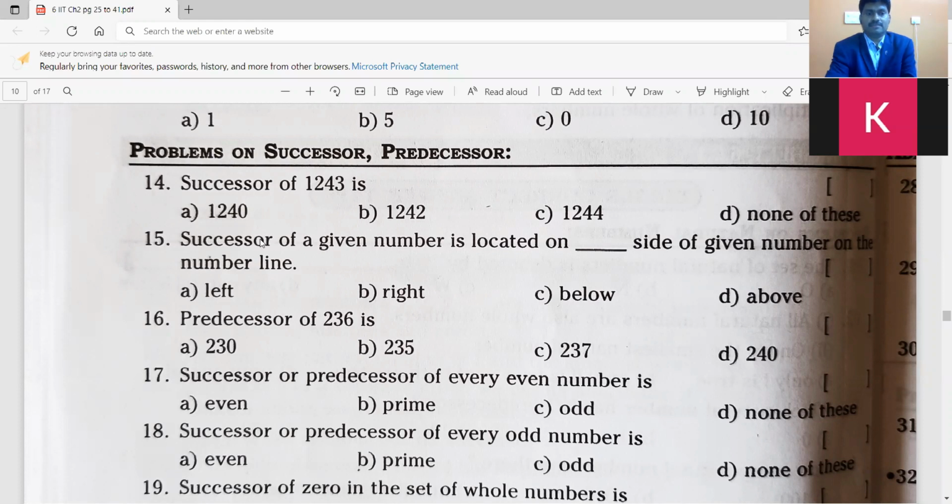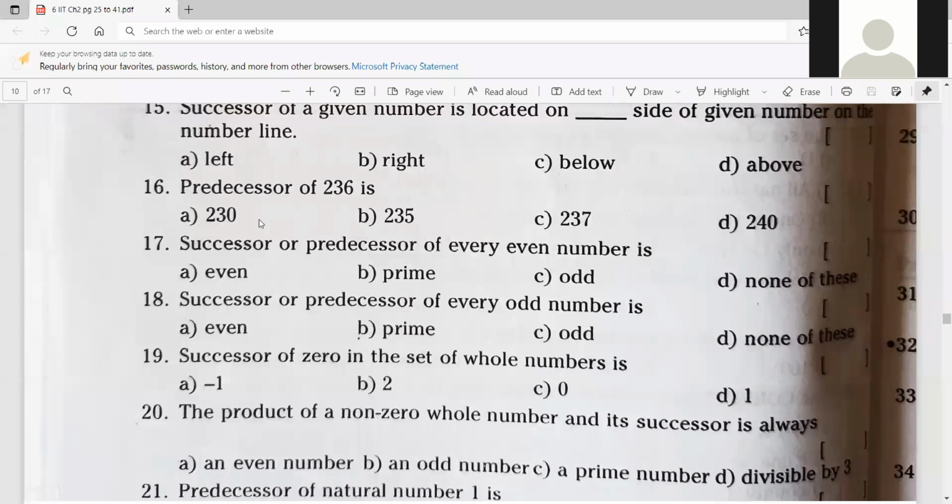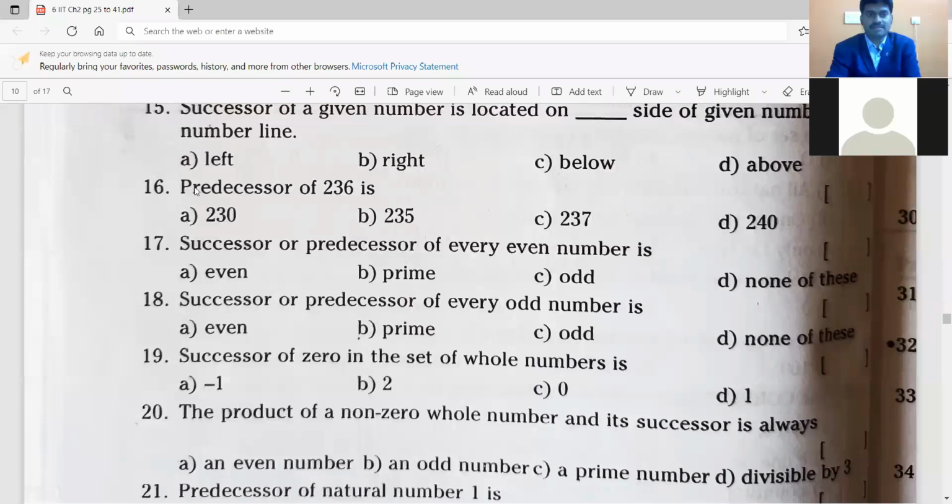Predecessor of 236: 236 minus 1 is 235. Next, successor or predecessor of every even number. Taking even number 2, 2 plus 1 is 3, 4 plus 1 is 5, and 2 minus 1 is 1, 4 minus 1 is 3. The successor and predecessor of every even number is an odd number. Like that it will go.